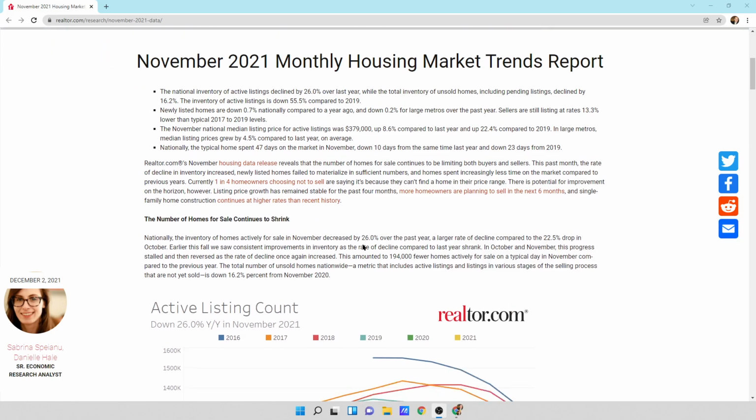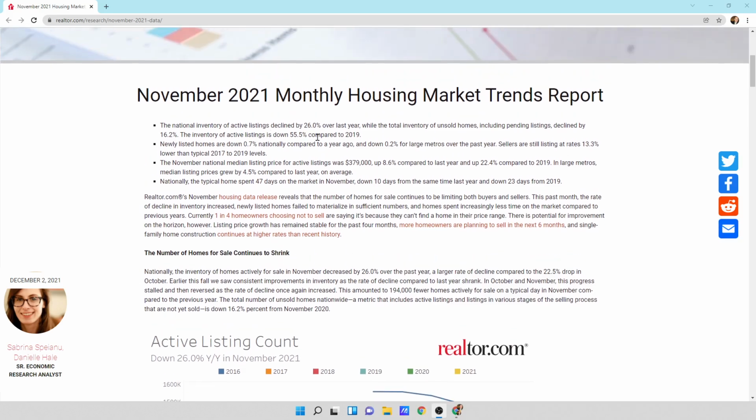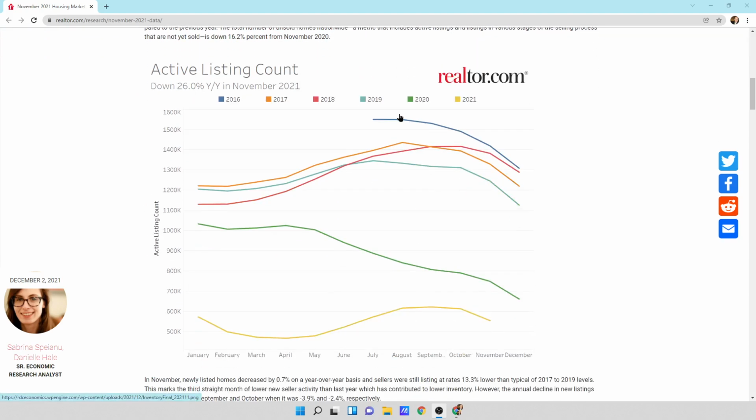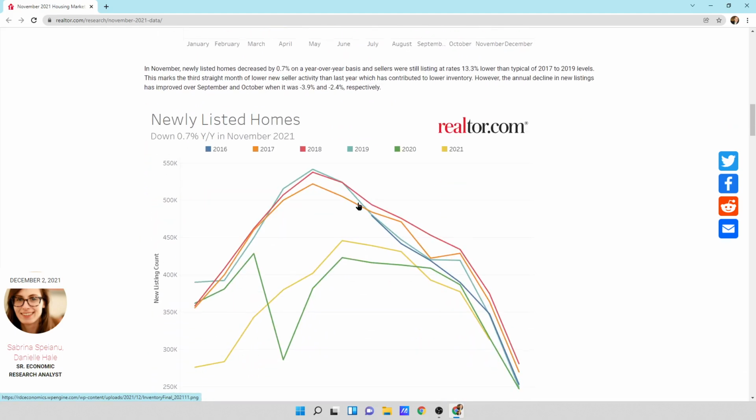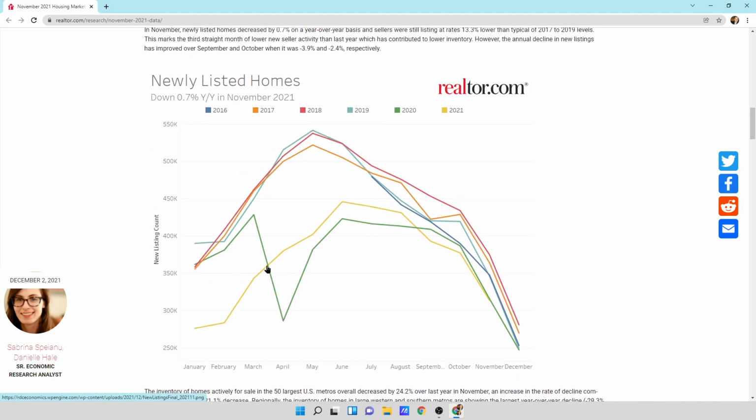Active listing count says the national inventory of active listings declined by 26% over last year, while the total inventory of unsold homes, including pending listings, declined by 16.2%. The inventory of active listings is down 55.5% compared to 2019. Here are the years, 16, 17, 18, 19, 20, and 21. We are continuing to decline, and our inventory is continuing to get eaten up over time, and it's lower than what it's ever been. So we are in a huge seller's market, a huge bull market in real estate, and it continues to eat through inventory.